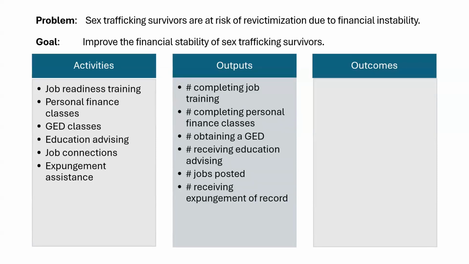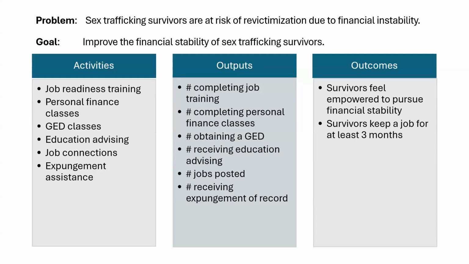But outputs don't really tell you whether these programs were successful in making a change, just that they were carried out. What are the outcomes you are hoping to achieve? Let's look at the short-term outcomes that are a step toward financial stability. If you are successful, what are the changes you will be able to see and measure? One outcome you might see is that survivors feel empowered to pursue their own financial stability. Maybe financial stability is demonstrated by finding and keeping a job in the short term, let's say 3 months. Or having an emergency fund could be an outcome representing financial stability.